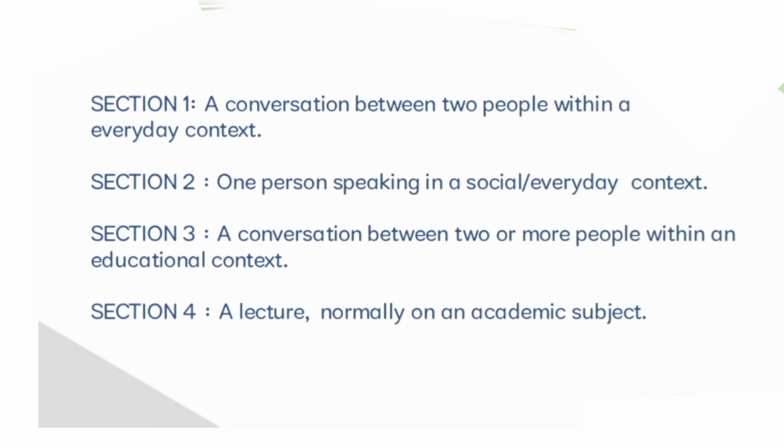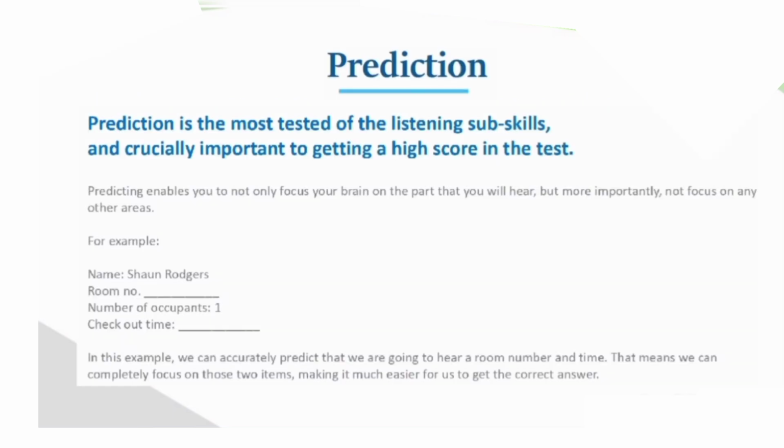Section 1 will be a conversation between 2 people within a social or everyday context. Section 2 will be 1 person speaking in a social or everyday context. In our section 3, a conversation between 2 or more people within an educational context will be given. Example like a tutor and her 2 students, like that. Section 4 will be a lecture, normally on an academic subject. That is only 1 person speaking.